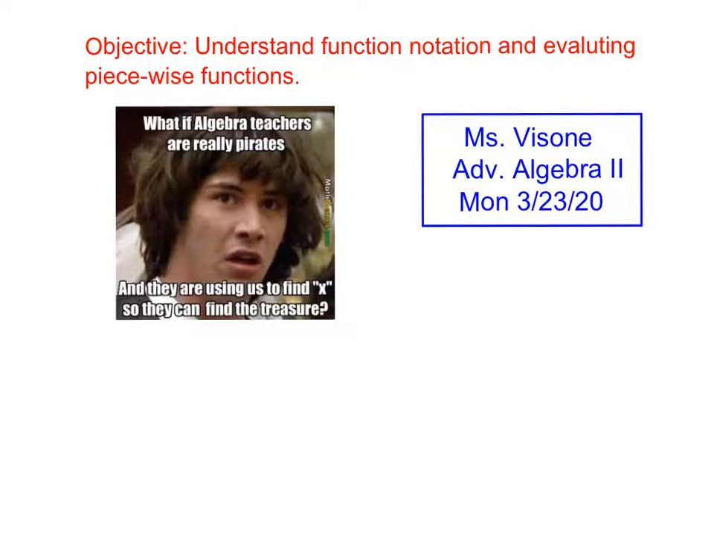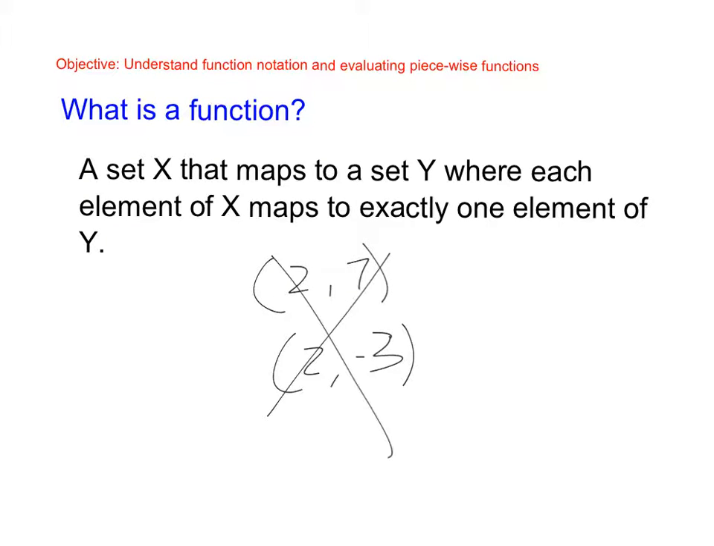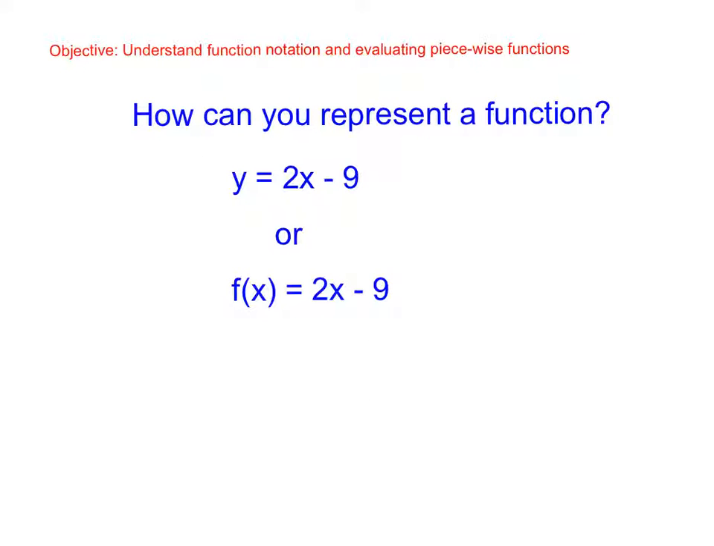All right, so let's just get reminded for what a function is. It's a set x that maps to a set y where each element of x maps to exactly one element of y. So you can't have two x's mapped to the same y, right? So if I have 2, 7, I can't have 2, -3. That is not allowed. You should know this. You learned this in middle school in Algebra 1.